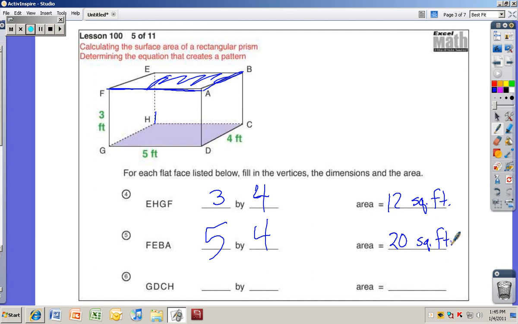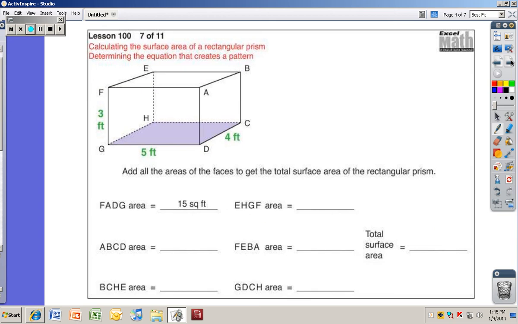And the last one is GDCH. GDCH, which is what part of the prism? Bottom, good. And so what are the dimensions of that one? 5 by 4, which is again 20 square feet. Okay, now to find the total surface area of this, you are going to add up the areas for all 6 sides. And you have that already written on your paper. So see if you can find the total surface area for this.